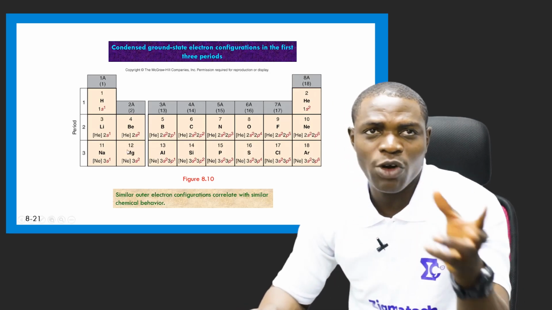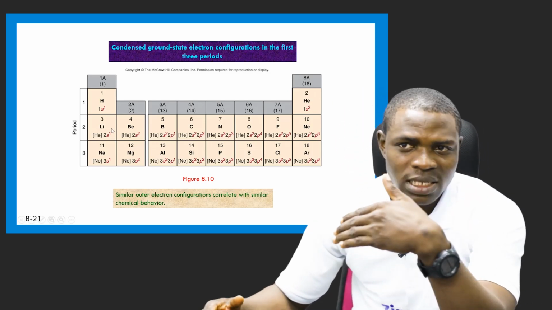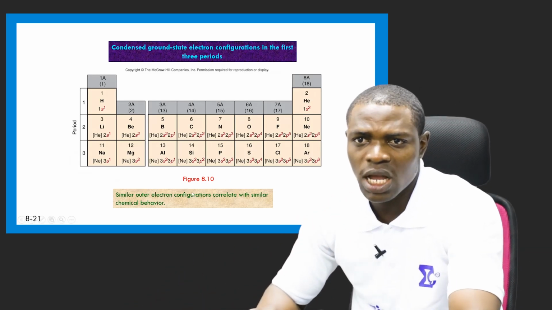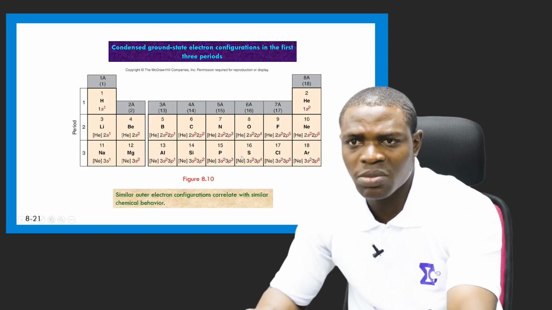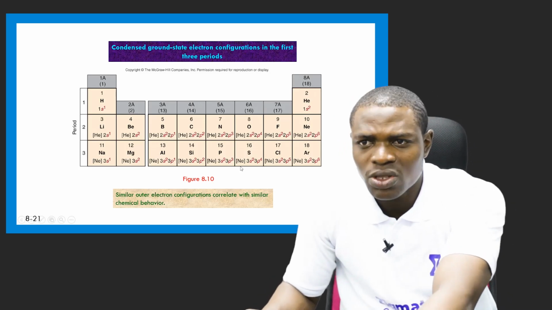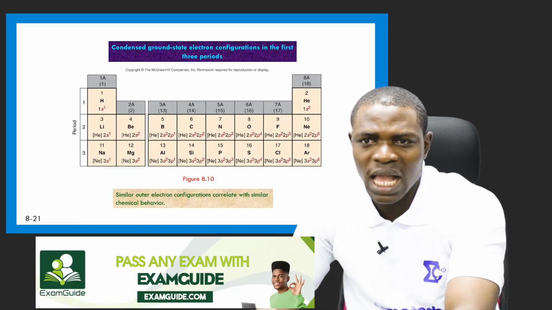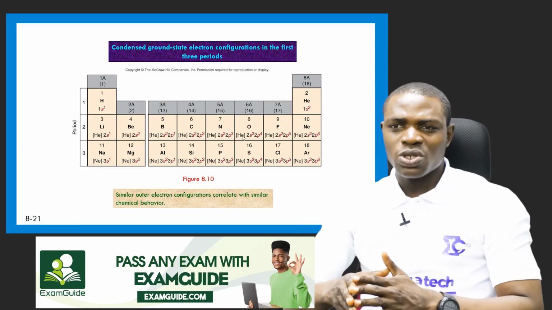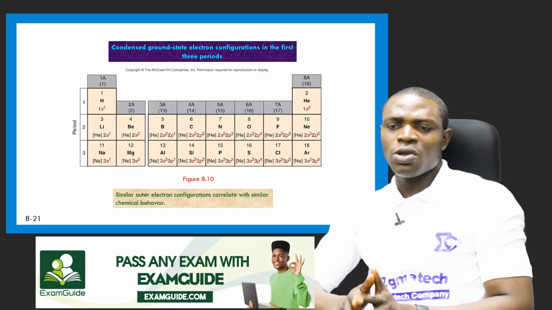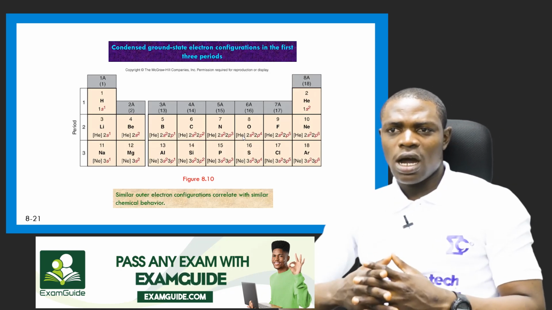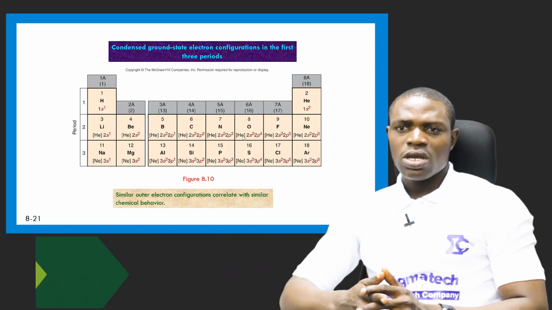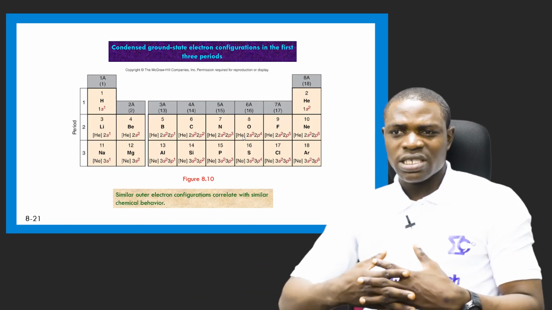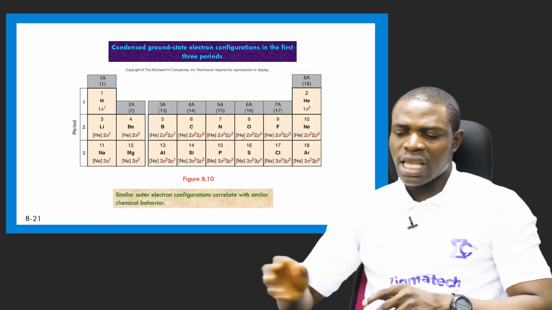So you go from your right to your left, from your right to your left. You follow that sequence and you're going to get the best answer. Now, similar outer electron configuration correlates with similar chemical behavior. Please note this. In fact, you're going to see questions coming up from this electron configuration. The similar outer electron configuration has a sequential correlation with their chemical behavior.